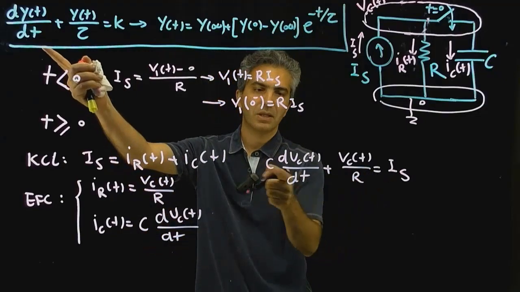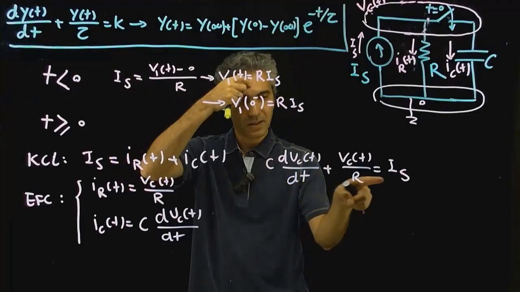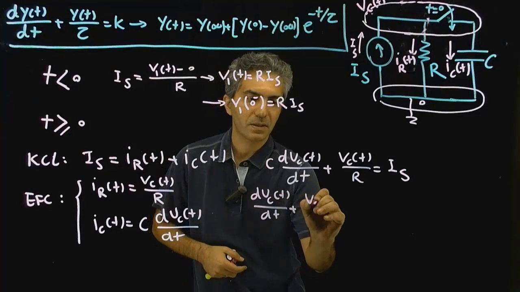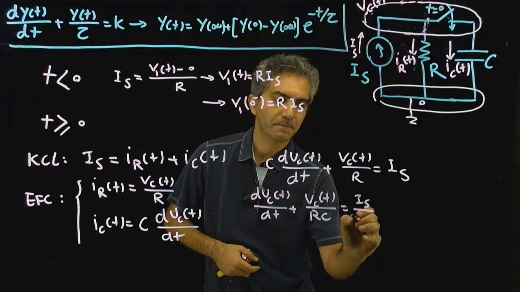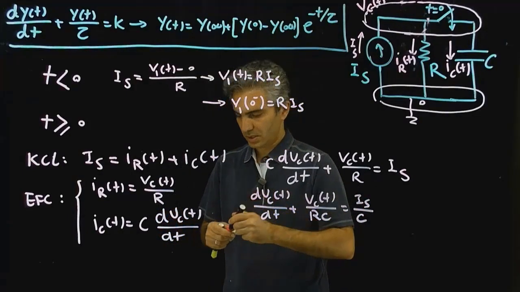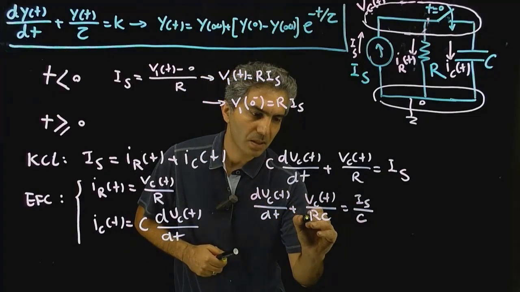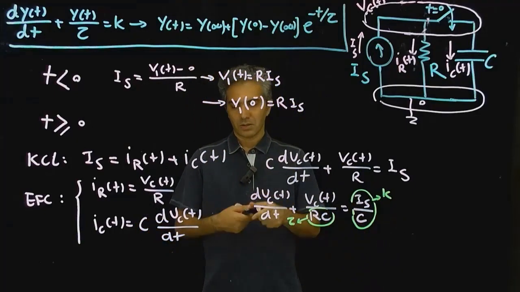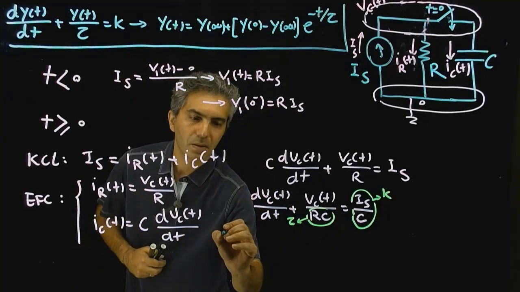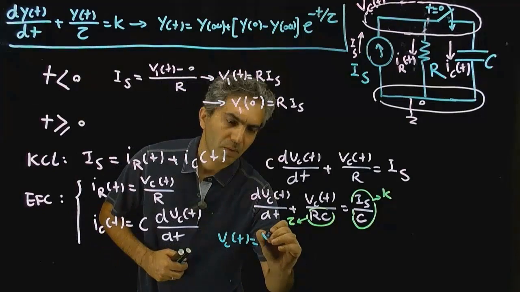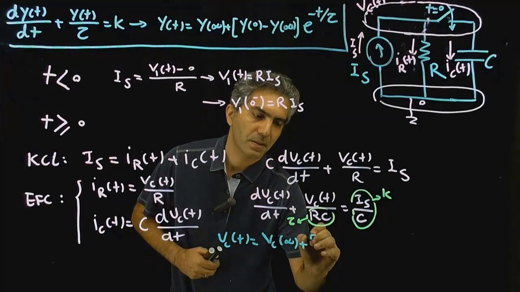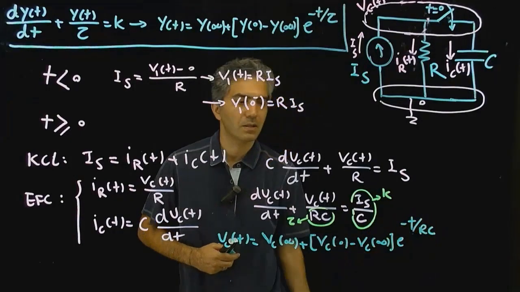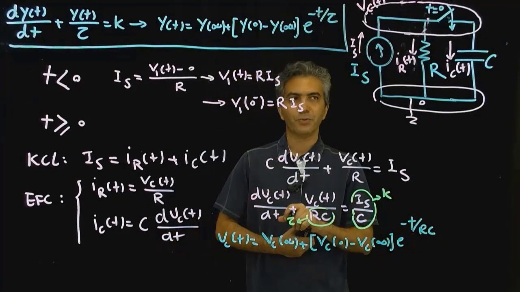So for that, assuming that my y(t) is VC(t), I just need to divide both sides of this equation by C. So I get dVC(t)/dt plus VC(t) over RC is equal to IS over C. And done. And in this equation now, if you notice, y(t) is my VC(t), RC is the tau, and this is the k in that equation. Okay, so therefore the general solution for this would be VC(t) is equal to VC infinity plus VC(0) minus VC infinity times e to the minus t over RC. And that's it. Now I have the voltage of that node.